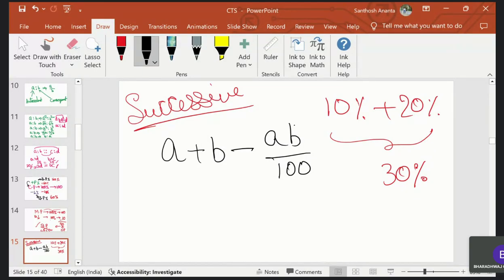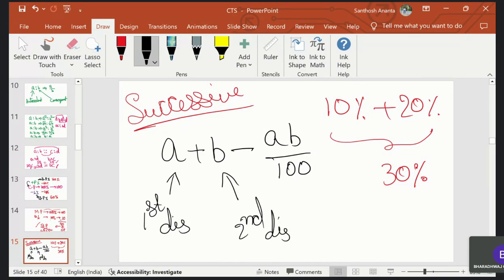To find the successive discount, the logic is A plus B minus AB by 100, where A stands for the first discount and B stands for the second discount. Now look here, what is the first discount? 10%. The first discount is 10% and the second discount is 20%.